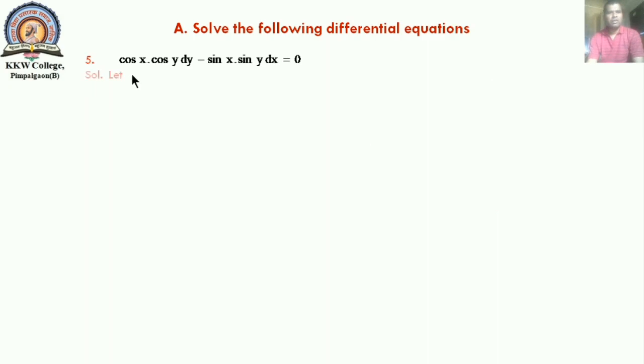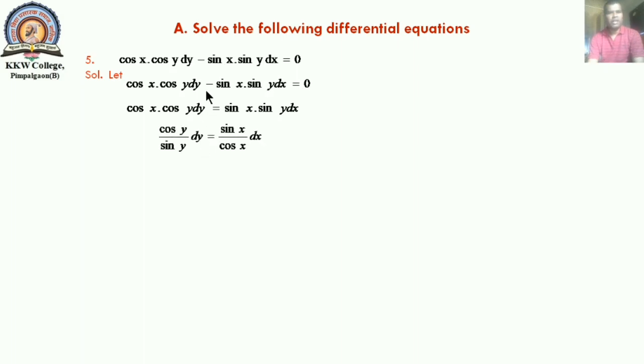Next example, similar to the previous one: cos x cos y dy minus sin x sin y dx is equal to 0. For separating the variable, we transfer this minus sin x sin y dx to the right side. We get cos x cos y dy is equal to sin x sin y dx.